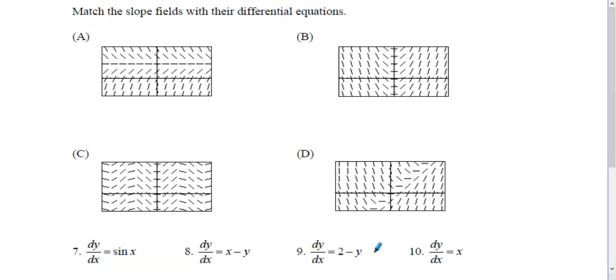My personal preference here is to look at where I have slopes that stand out. The slopes that stand out most frequently within a slope field or within the differential equation are going to be the places where the slope is 0. You can probably look at slope field A here and pretty clearly realize that right across this horizontal, we have a sequence of 0 sloped segments.